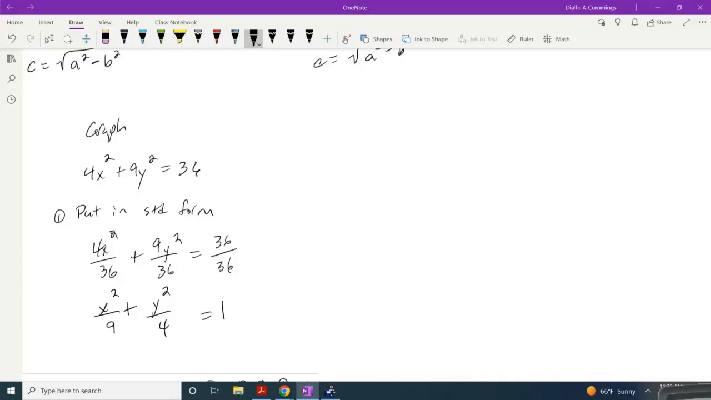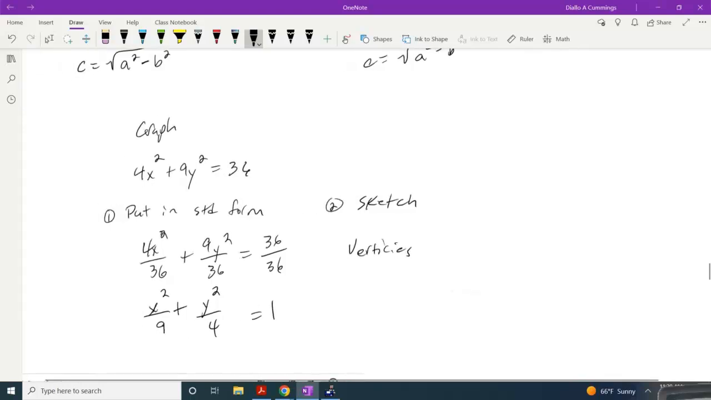All right. So now in order to graph it, I'm going to look at my model form. I'm going to pull out the vertices, the minor axis, and from that point, I'm just going to draw the ellipse. So the second thing we're going to do is sketch. So the vertices.